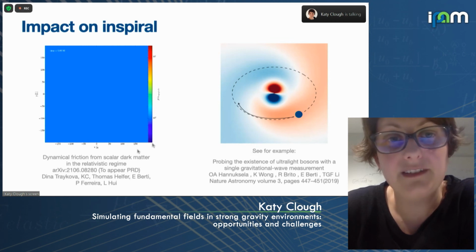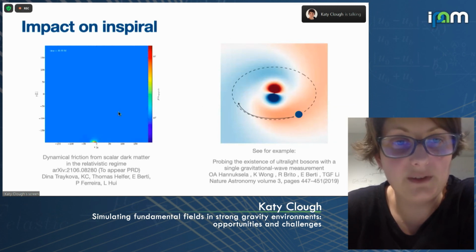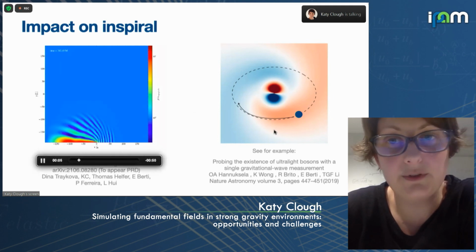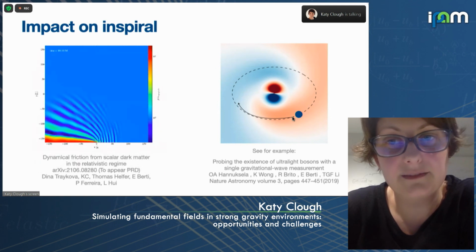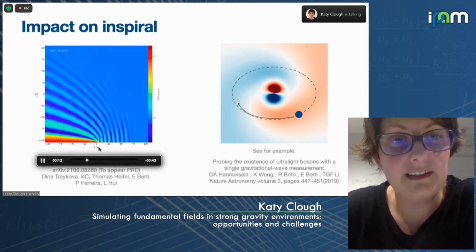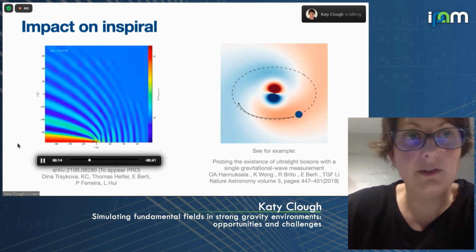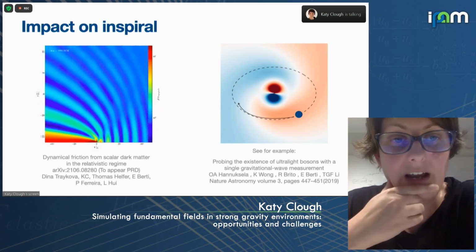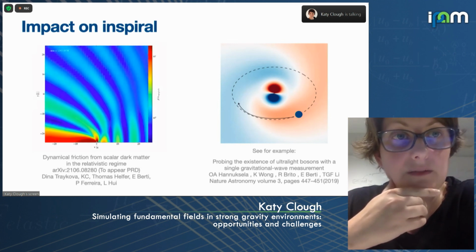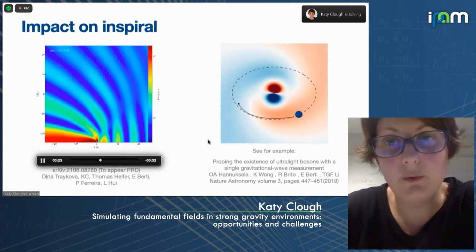And it's been suggested that in that case, the impact of the scalar field could be seen on the gravitational wave signal. So one of the things that we've been studying is the role of dynamical friction in that process. As the smaller object moves through this scalar field, it generates a tail, which creates a drag force, a gravitational drag force on the object. And that can enhance the rate of dephasing in the gravitational wave signal.